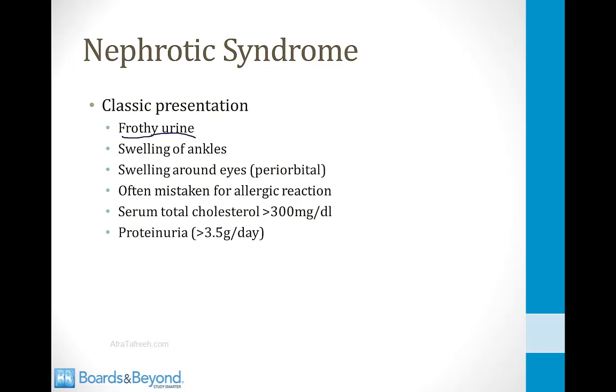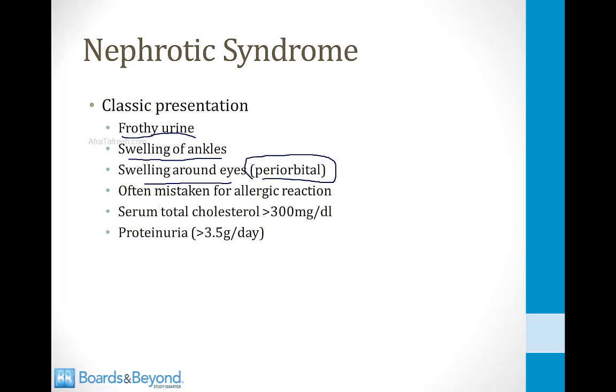So here's the classic presentation of a patient with the nephrotic syndrome. They will complain of frothy urine from the protein in the urine. They will have swelling in their ankles. They will also complain of swelling around their eyes. This is called periorbital edema. The tissue around the eyes is very loosely attached to the underlying tissue, and it puffs out very easily, especially in states of low oncotic pressure.